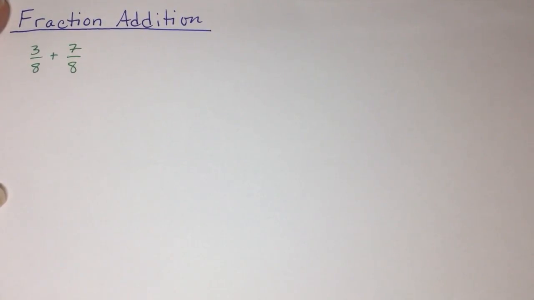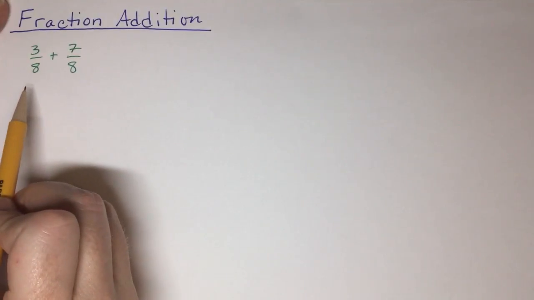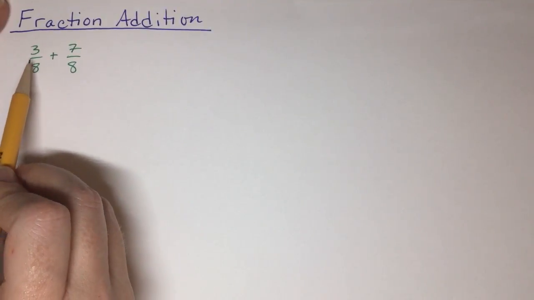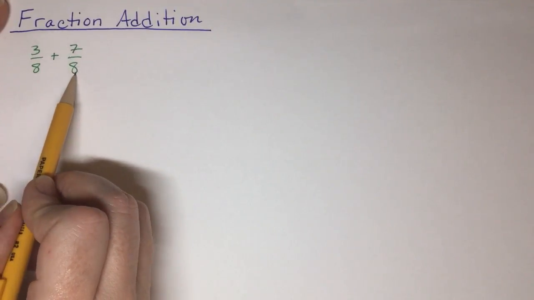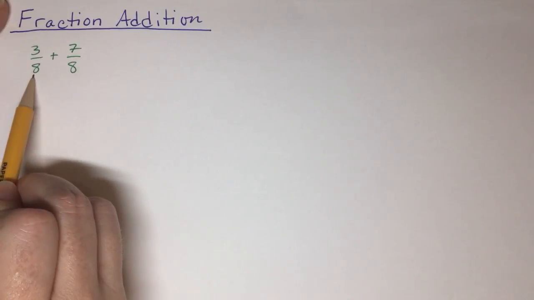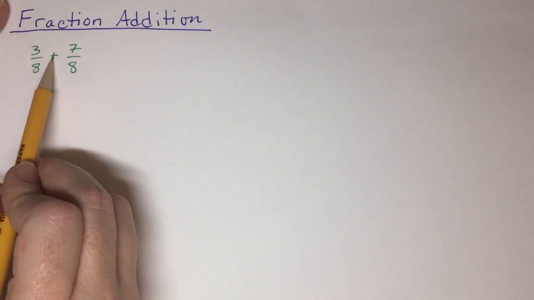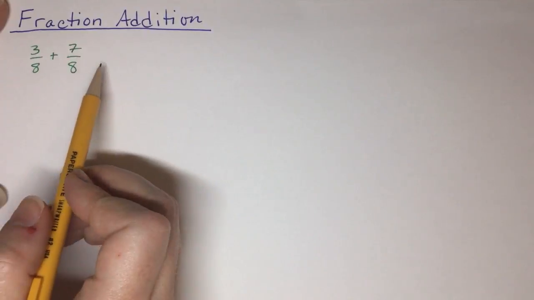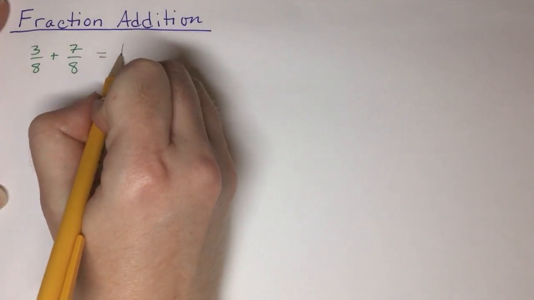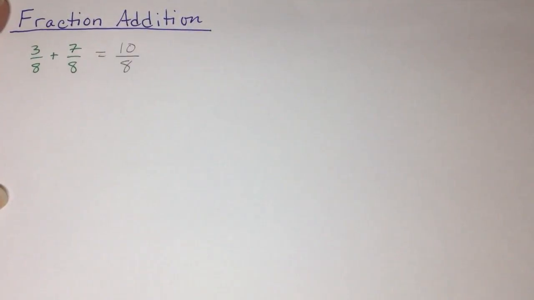With fraction addition and subtraction of fractions, we do need to recognize whether we have like terms or not, because I can only add like terms. 3/8 plus 7/8, I can think of the eighths as my units. I have 3 apples plus 7 apples, so I have 10 apples. I have 10 eighths. These are like terms, so I can add them.